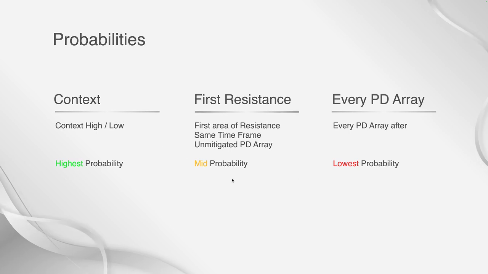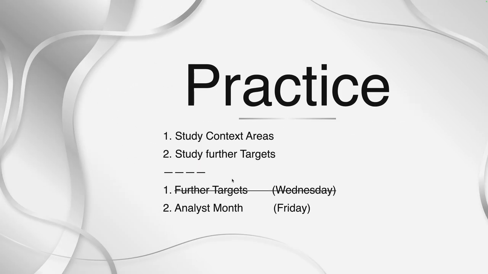So from those probabilities, we can already move on to practice. So again, study those context areas. I would highly advise the dollar, very interesting situation right now. Then study the further targets as well. Understand the probabilities, how far we can move, etc. We don't always have to move towards target.